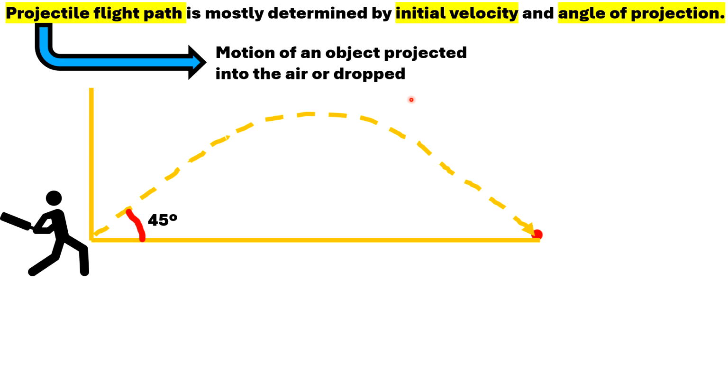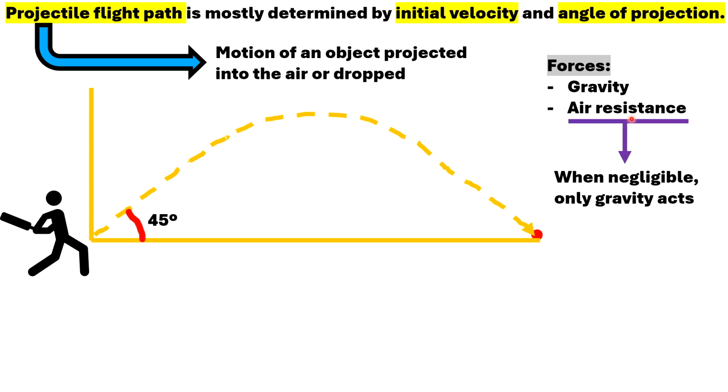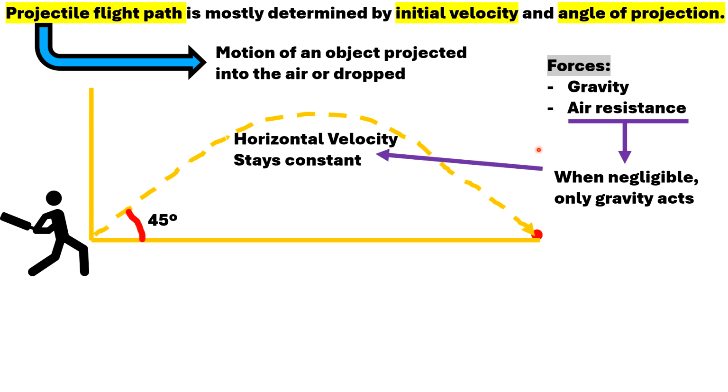Now, motion of an object projected into the air or dropped, okay? This is the projectile flight path. Next, the forces acting on a projectile, apart from the force from the person that's making the projectile move, are gravity and air resistance. When air resistance is negligible, so when the effects are not very high, only gravity will act, because gravity is always significant. And this means that horizontal velocity will stay constant and vertical velocity will actually change.